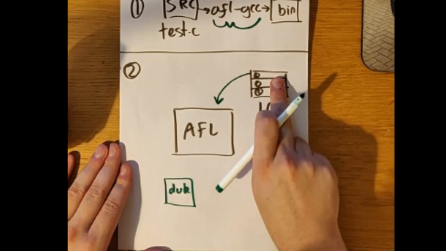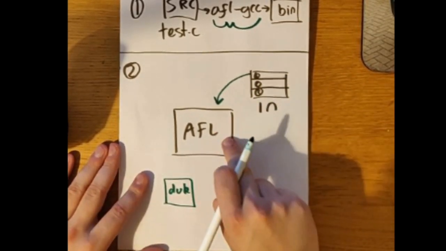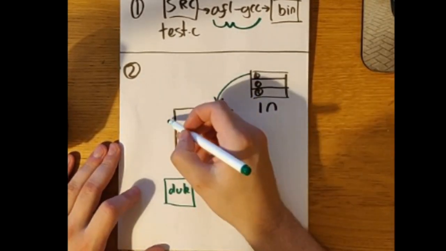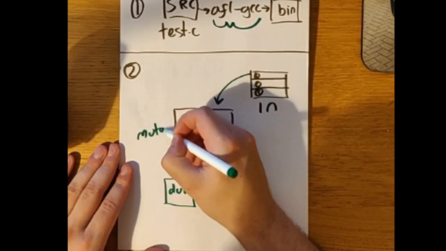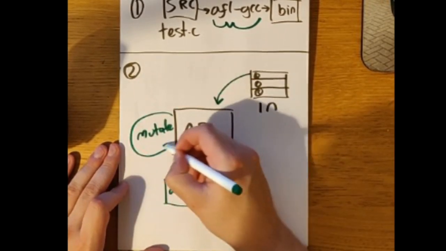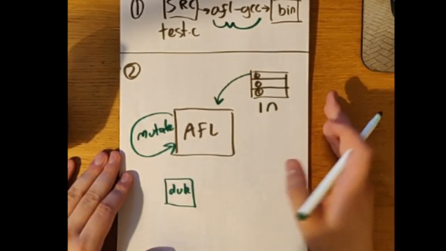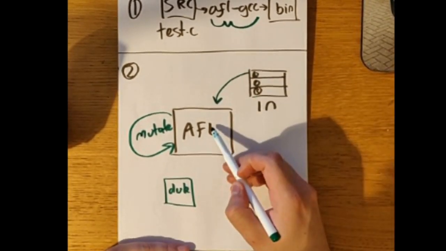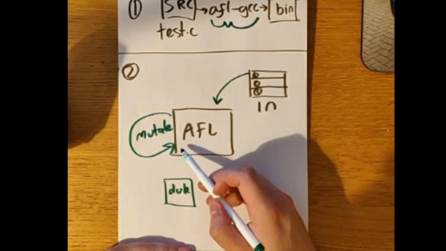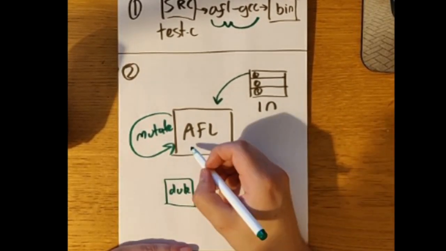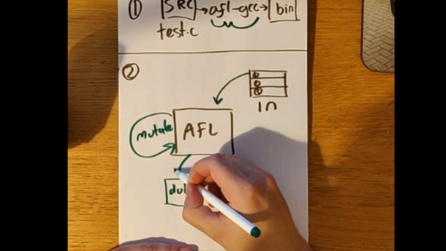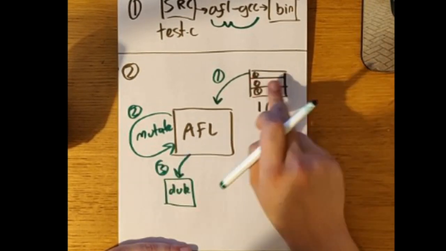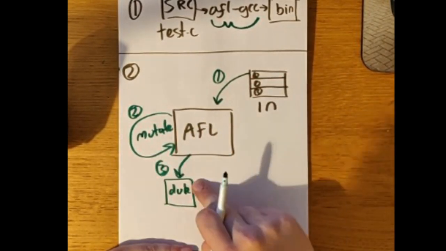So step one, we read in the first test case. AFL is going to change it in its own way. It's going to read that first test case, and it's going to mutate it. It's going to change the value. It's going to add a one in. It's going to add some invalid data. It's going to flip the bits. It's going to flip bytes. But step one, it gets loaded by AFL. Step two, AFL is going to mutate that data. Step three, AFL is going to send that data into duck. So one, two, three: loads the data, mutates it, sends it to duck.